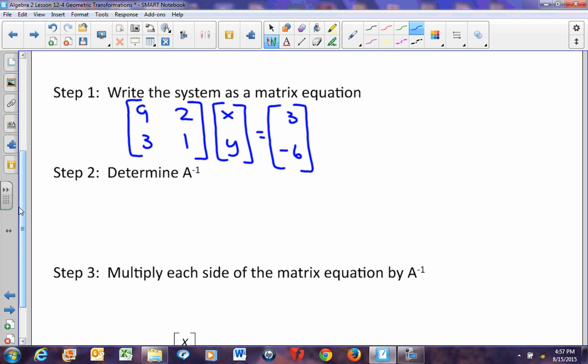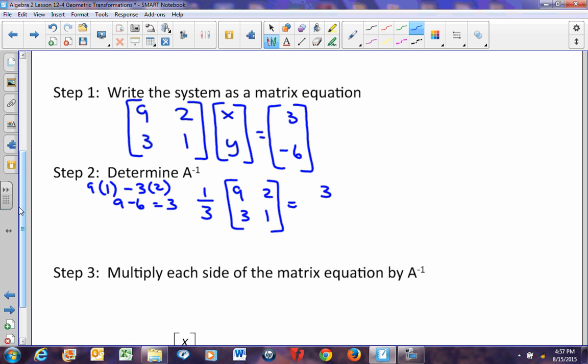So here's my determinant then: 9 times 1 minus 3 times 2, so 9 minus 6, which is 3. So I'm going to do 1 over 3 times 9 and 2 and 1, which means 1/3 of 9 is 3, and then 2/3, and then 1, and then 1. So there's my inverse.